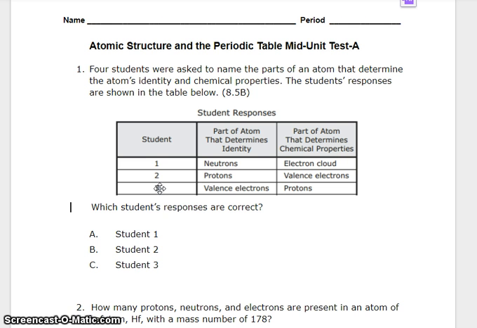Or is it C, student 3? The name or the identity comes from the valence electrons. The part of the atom that determines the chemical property is the protons. Which student is correct?